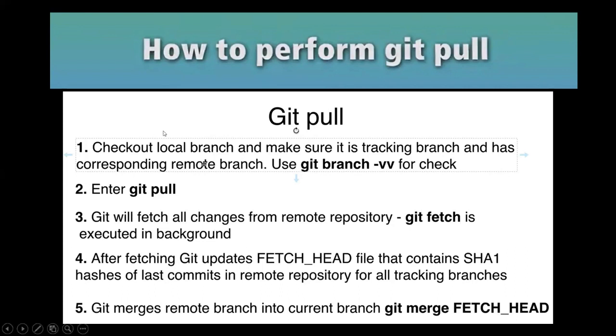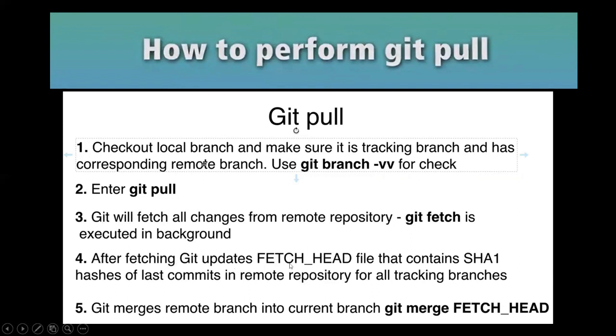Like we completed the first and the second process. But after committing in the new to branch, we will commit something on GitHub, that is, the remote Git. In the remote Git portion, we can commit something, and we have committed after this slide, and then I will show you how you can run the git pull command. So it is the process: enter git pull, Git will fetch all changes from the remote repository. Git fetch is executed in the background.